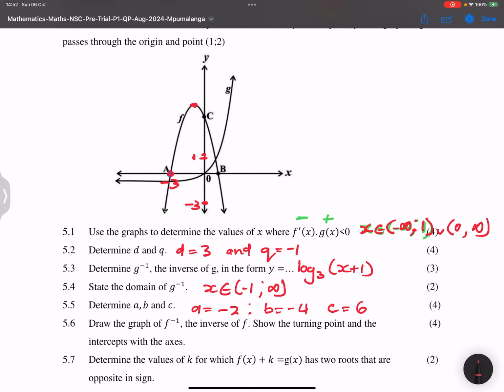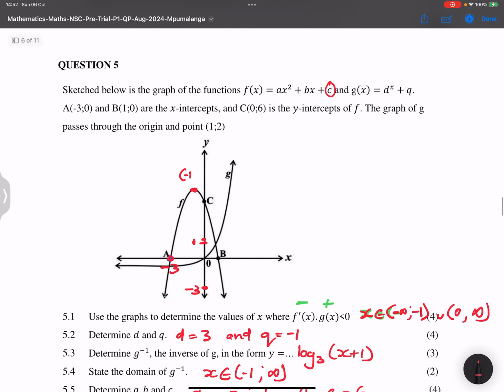Our turning point, they said show the turning point and the intercepts. So our turning point here was at -1. You remember we found it earlier. And in fact, in my solution, I was supposed to say -1 over there. Okay, let's write it nicely. So this is from -infinity to -1. So in this case, I do have a turning point at -1. We just never got the y value of our turning point.